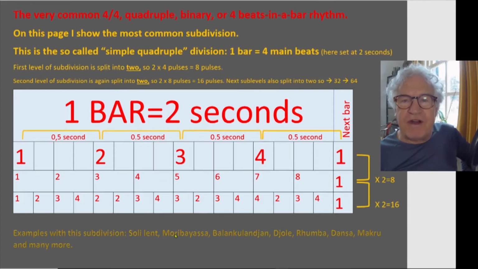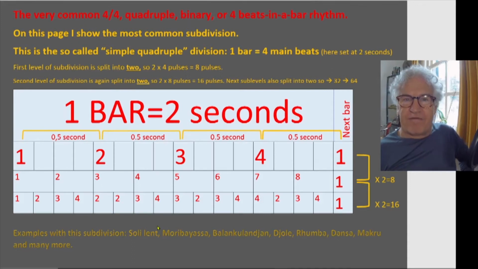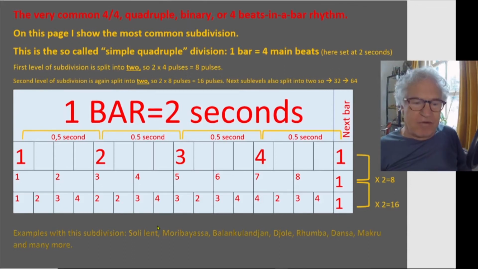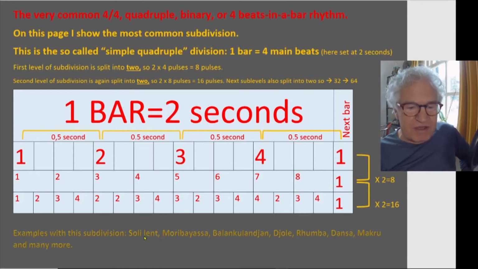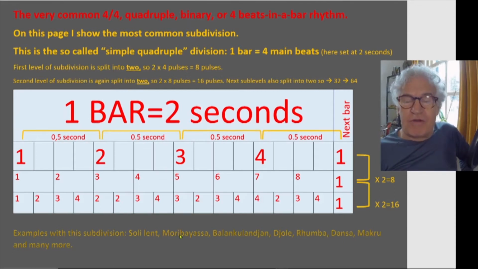This is the very normal way of subdividing rhythms in West African percussion, but also in Western music. Solilan, Morebiasa, Jole, Rumba, those rhythms are all handled in this type of time signature.